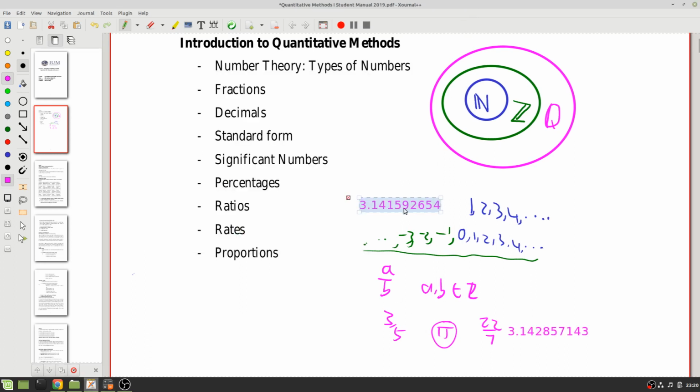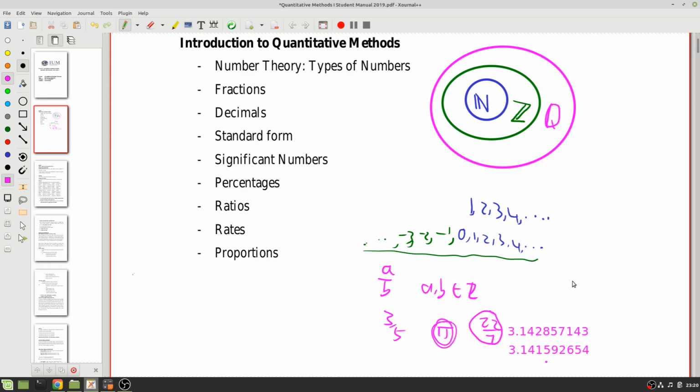So 22 over 7 is just an approximation of pi, it's not really pi. We can see here it already diverges pretty soon, already at the third decimal place, it's already different. So this is an approximation, but not pi. So in essence we can say this is a rational number, but this is not a rational number, right? Big difference. Okay, so rational numbers, just to recap, anything you can write as an integer divided by an integer, that is a rational number.